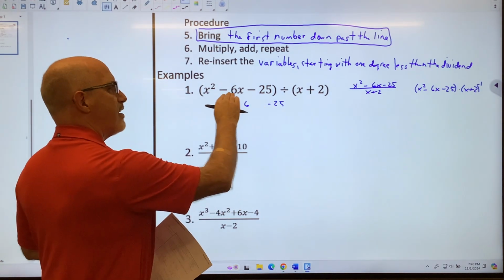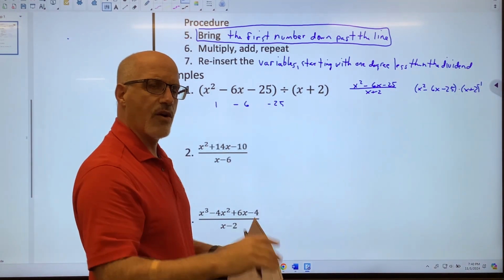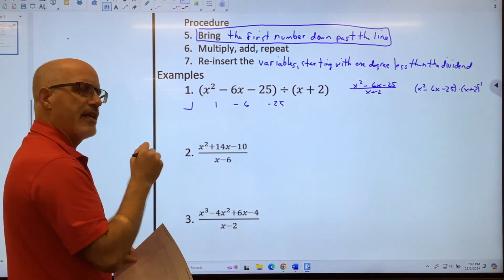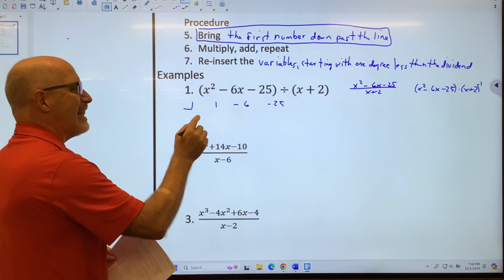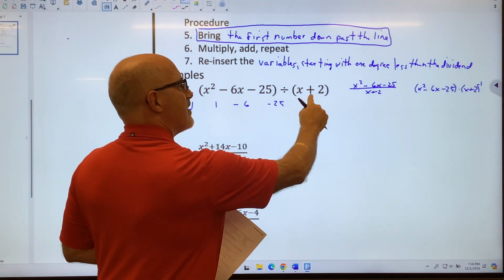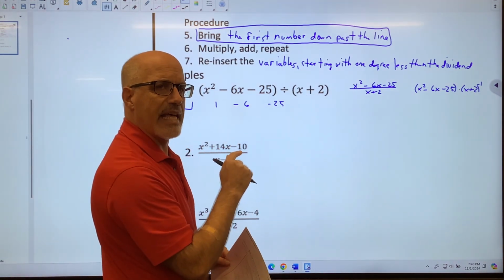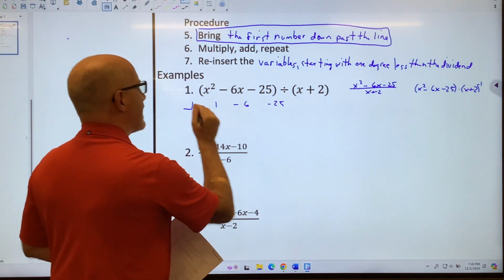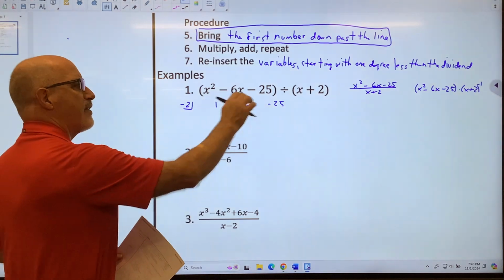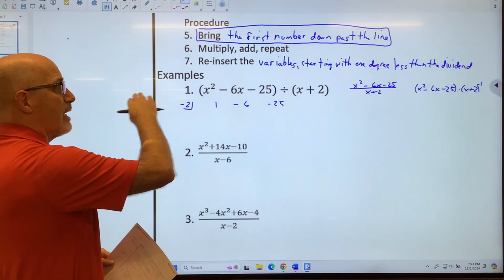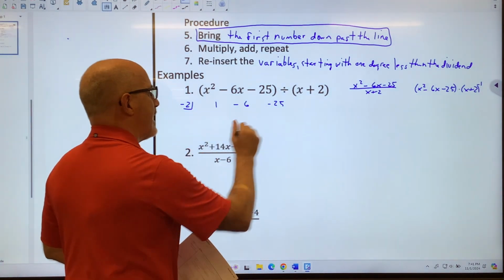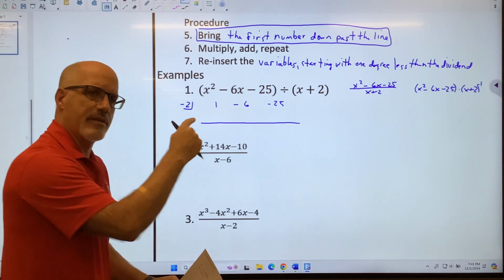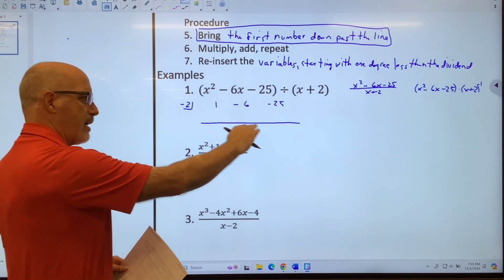So don't list any variables, just take the dividend and list the coefficients. Then we're going to put a little box over here, backwards L, and in that box you put the opposite of this constant that's in that binomial divisor. So we're going to make it a negative 2 instead of the positive 2. Now, next step is to skip a line and draw another line underneath it. So I've got space here because I'm going to be writing numbers. So skip a line, write a line.